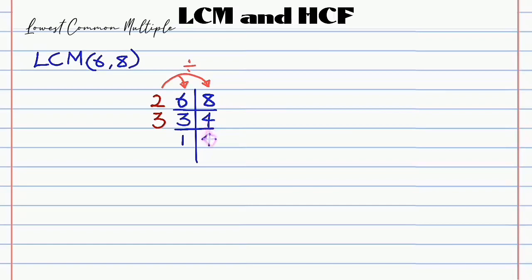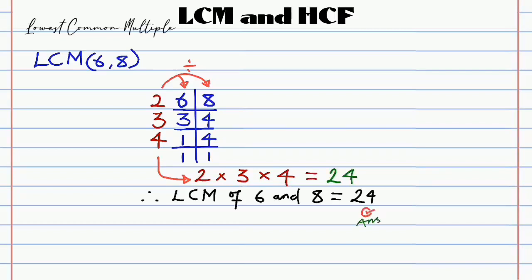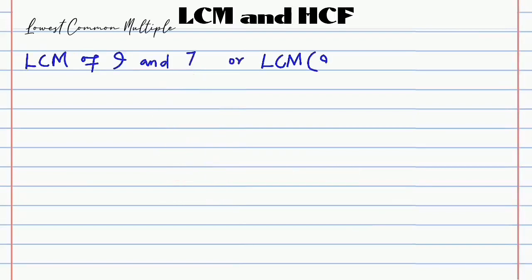So we're going to bring 4 down. The next number I'm going to use is 4. 4 can't divide 1, so I'm going to bring it down. 4 divides 4, we're going to get 1, so all 1s. The LCM is equal to the product of all the divisors, 2 times 3 times 4, which equals 24. So the LCM of 6 and 8 is equal to 24. That's our answer. Let's find the LCM of 9 and 7.